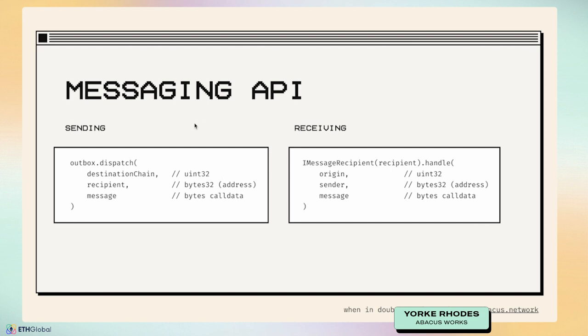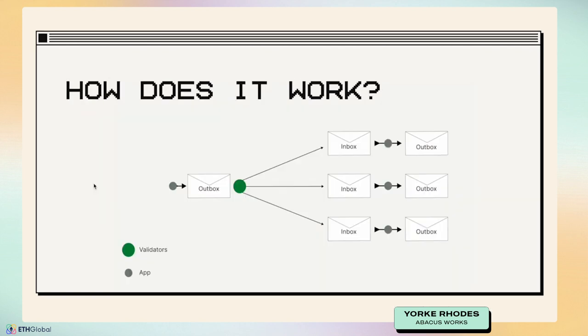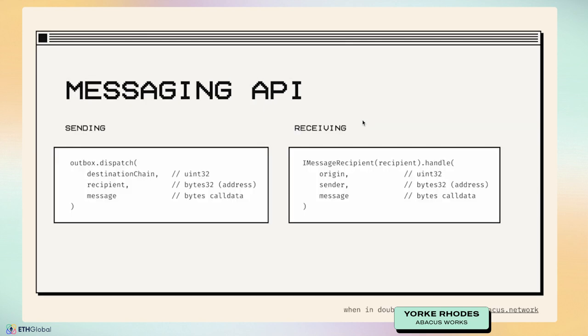Like I said, there's outboxes and inboxes on each chain. Just to elucidate what's going on with this iMessage recipient: when you dispatch the message, I think we talked about this earlier, there are these off-chain participants which are relaying your mail from the outbox that you put a message in to the corresponding inbox that you're sending to. And this inbox smart contract that is part of the Abacus Core protocol will do a message call with these parameters to the recipient address as specified in the mail. So the inbox is the one that actually is doing this message call on your smart contract.